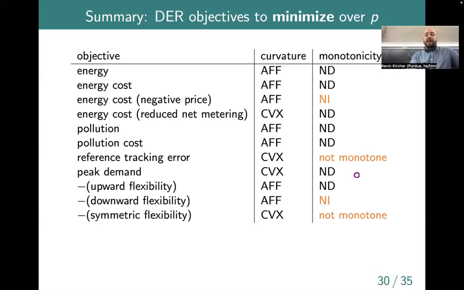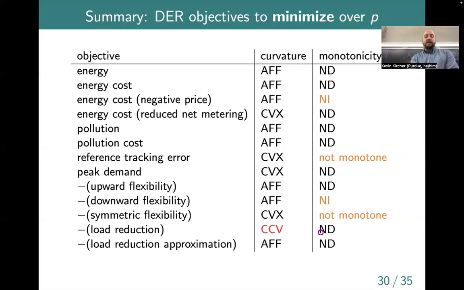We talked about peak demand, convex, non-decreasing, all good. Upward flexibility and downward flexibility, we need to be a little bit careful with the monotonicity of the downward flexibility. And then the symmetric flexibility had that minimum function in it, and that made it basically not monotone. So depending on the DER and the output function that tells us the relationship between the action variable that we can control and the electric power used by the DER, if that function is not linear, then we need to be a little bit careful with this as well.